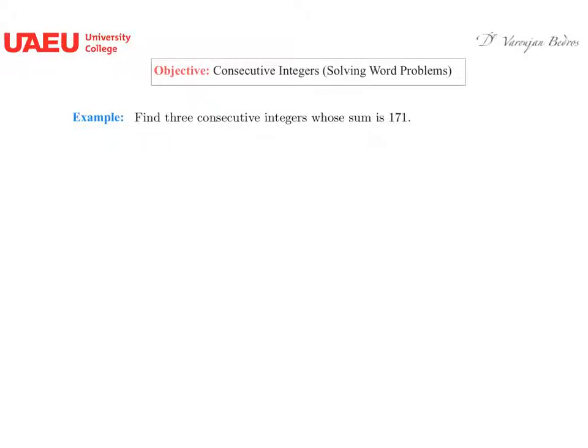In this video, you will learn how to solve word problems involving consecutive numbers. Let's look at the given example here. Find three consecutive integers whose sum is 171.